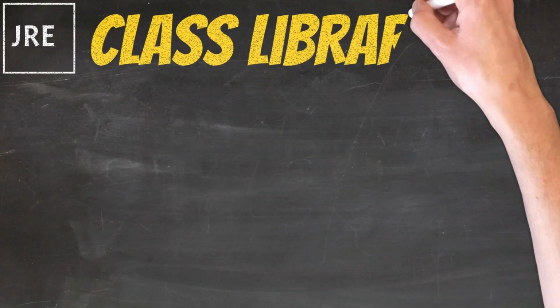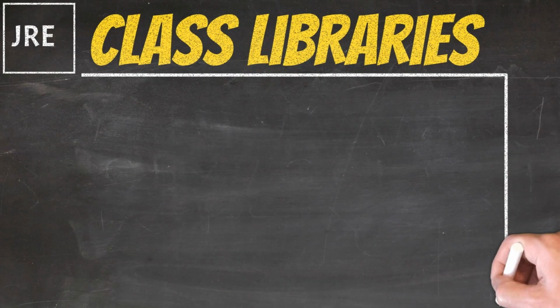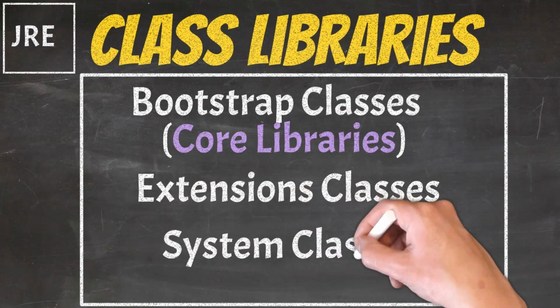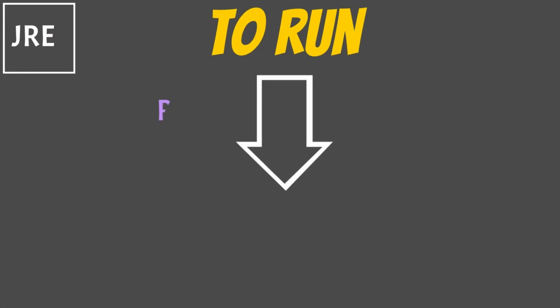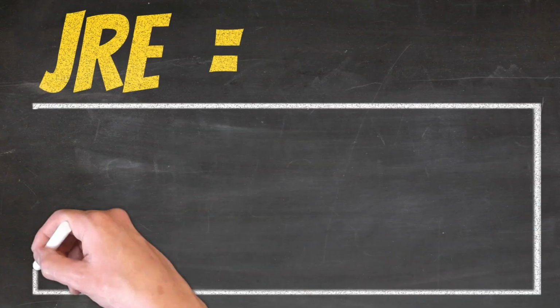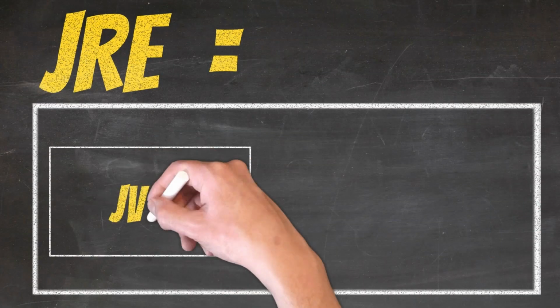The libraries can be of three types: Java core libraries, extension classes, or application-level libraries. But the component that runs the code is the abstract machine, which is none other than the JVM. So to simplify, the JRE is the JVM, responsible for running the Java bytecode, and a set of classes.